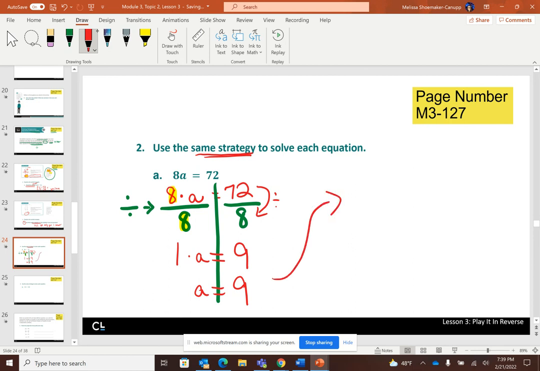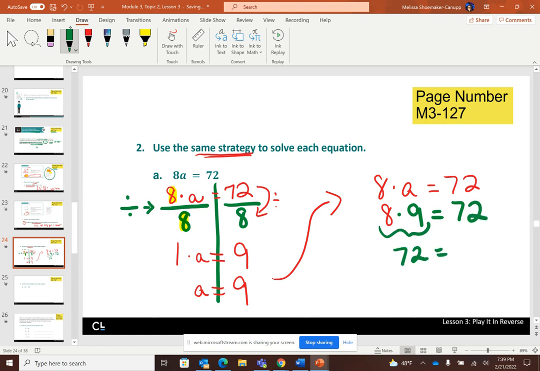Let's check ourselves. 8 times something equals 72, and we think it's a 9. So 8 times 9 equals 72. Is 8 times 9 72? Yes, it is. So we can see that they are equal. Yes, it is a solution or an answer.